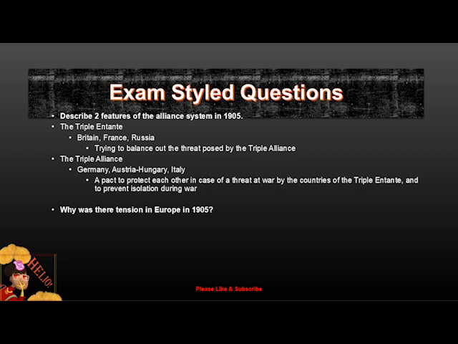Next up, you get the Triple Alliance. That's the second feature. And then you explain again: what are the members of the Triple Alliance? That's Germany, Austria-Hungary, and Italy. And then why, again. It was a pact to protect each other in case of a threat at war by the countries of the Triple Entente, and to prevent escalation during war. Basically, yeah. If you have other points, of course, you can say them. You don't have to say exactly the same manner I did. It's just points. So there you go.